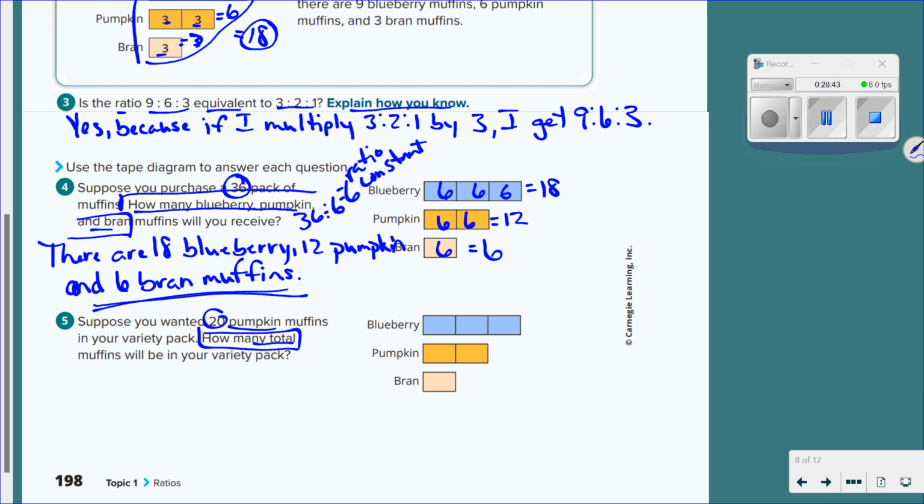Guys, stop talking and pay attention. Does that make sense to everybody? Is anyone who is still lost on that one?